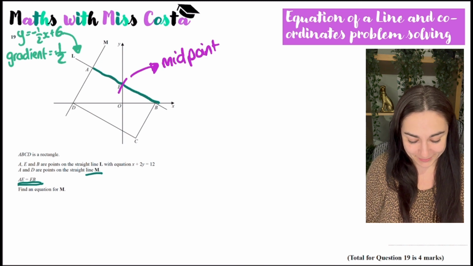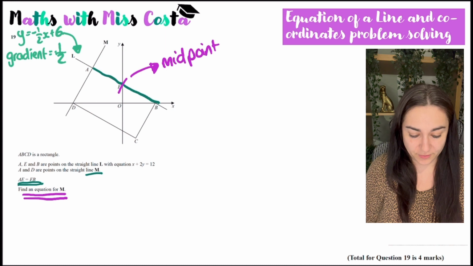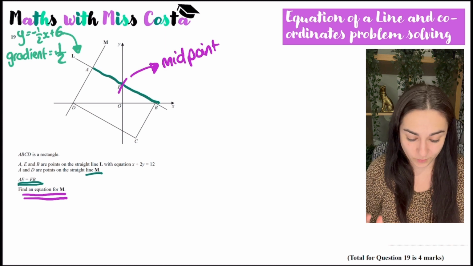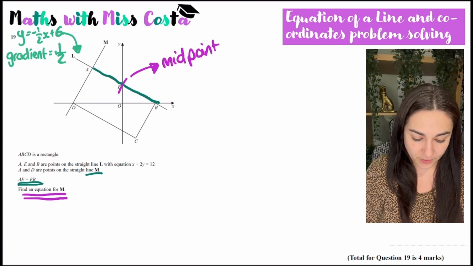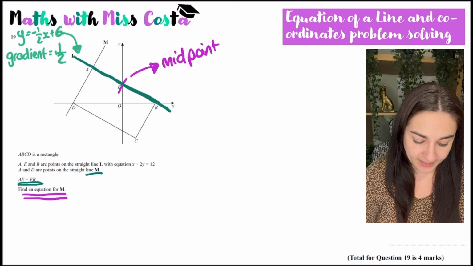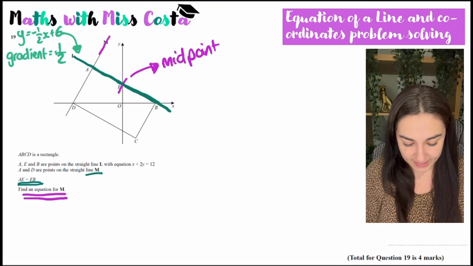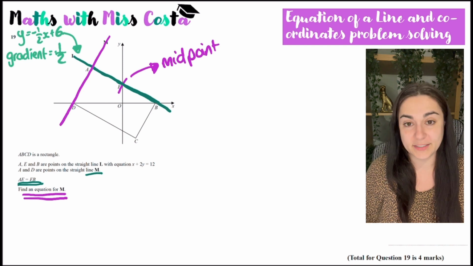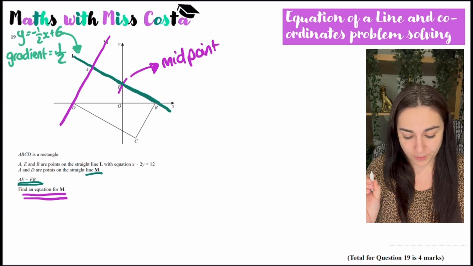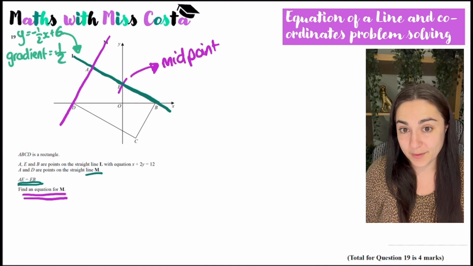What am I actually being asked to do? I'm asked to find an equation for M. Okay, so let's think what we need to do. We already know the equation of this whole line here. We know that that is y equals minus a half x plus 6, and I'm being asked to find this line here. Now, it looks like a perpendicular line.